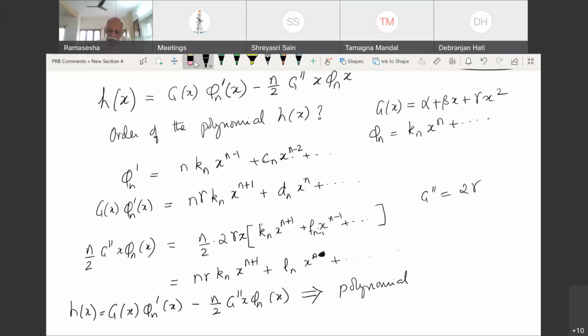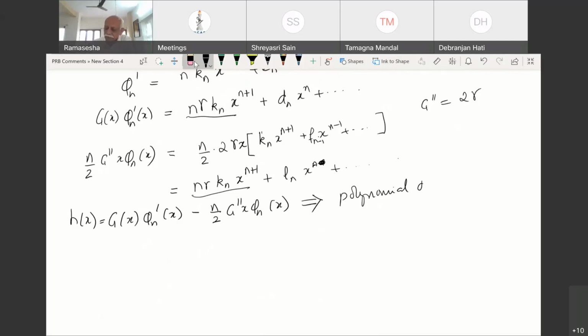What is the leading term? x to the power n plus 1. What is the coefficient in G x P n prime x? n gamma K n. And what is the leading term in n by 2 G double prime x P n? n gamma K n. So what will happen when you subtract? They will cancel each other. So x to the power n plus 1 does not appear, and this is a polynomial of degree n.